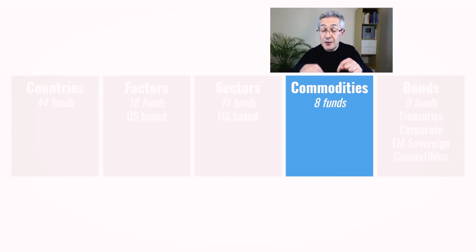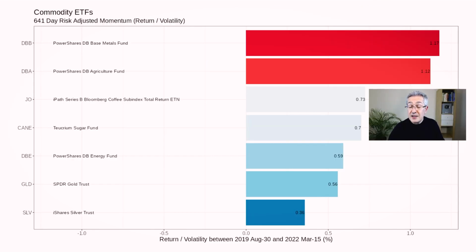We have 8 commodity funds to choose from. And with our 3-year look-back period, you can see that the winner is DBB, which is the PowerShares DB Base Metals Fund. Now, in this case, the agriculture fund is not far behind.